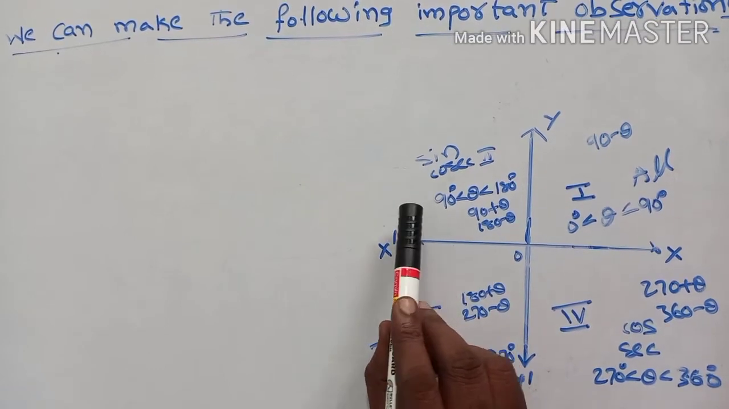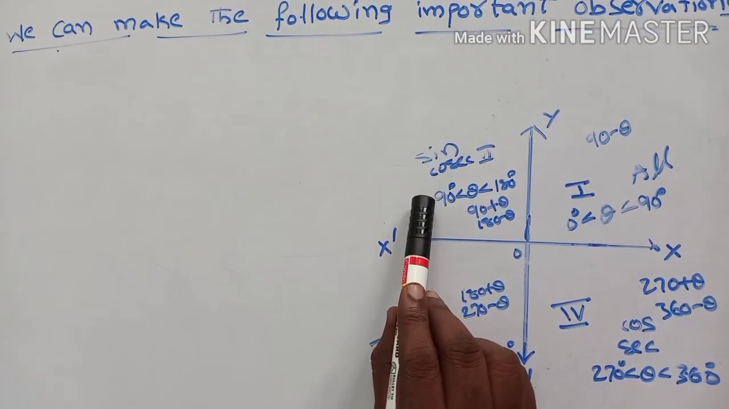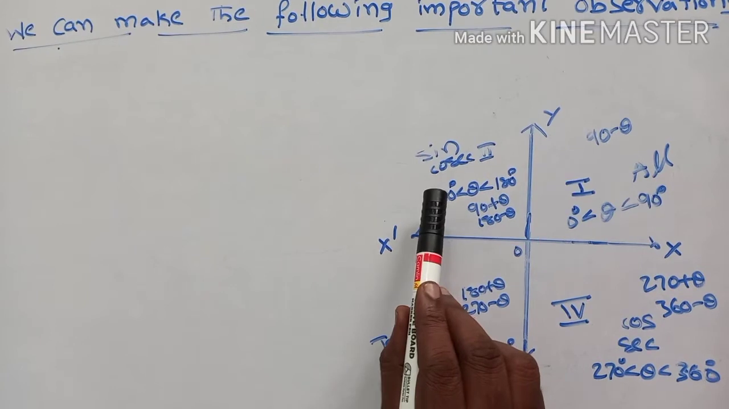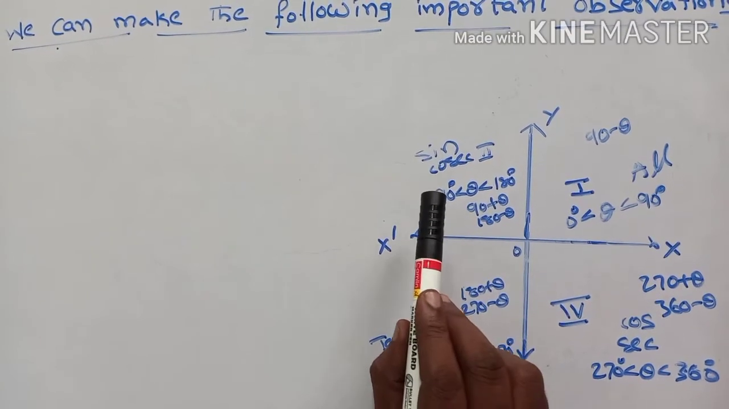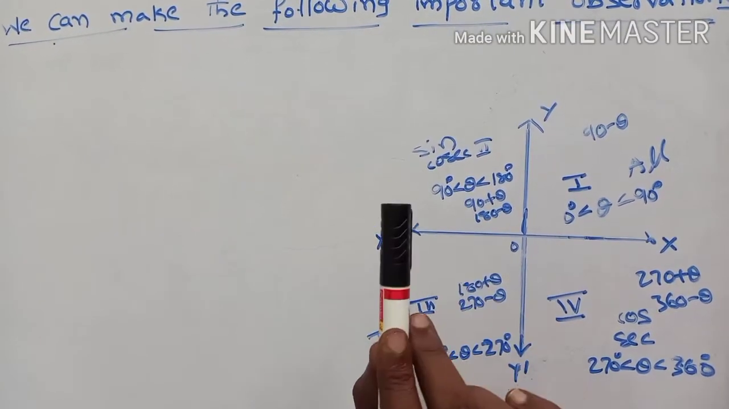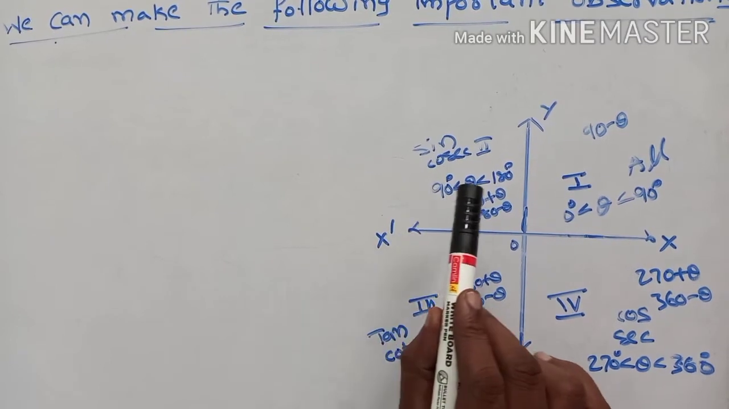In the second quadrant, sine and cosec are positive. Remaining all are negative. Sine and cosec are reciprocals, so sine is positive, cosec is also positive. Remaining all are negative.